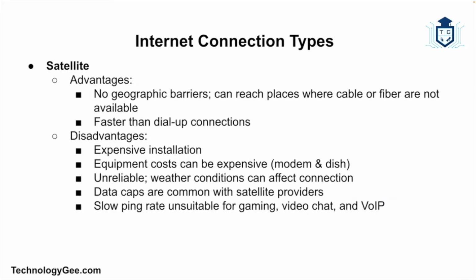Here are some of the advantages of using satellite. They have no geographical barriers. They can reach places where cable or fiber are not available, and they are faster than dial-up connections. And some of the disadvantages are satellite can be expensive to install. The equipment costs can be expensive, such as the modem and the dish. It can be unreliable due to weather conditions that can affect the connection. They have data caps. Data caps are common with satellite providers, and they offer a slow ping rate, which makes them unsuitable for gaming, video chat, and voice over IP.